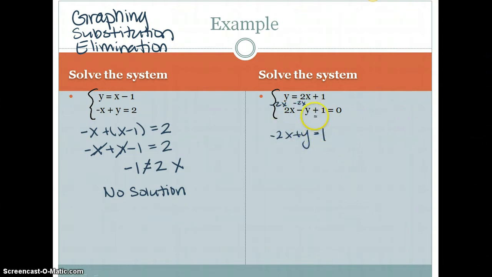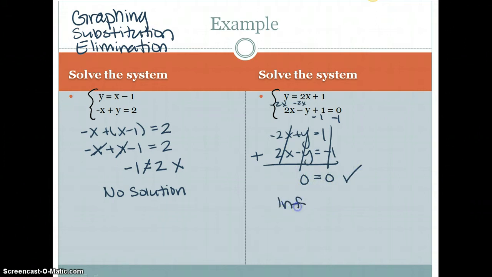And then for the second equation, I'm going to subtract 1 over so that the 2x and the y are on the same side. So you get 2x minus y is equal to negative 1. In this case, when you do the addition of the columns, the 2x cancels out, the y cancels out, and so does the 1, and you get 0 is equal to 0, which is true, so therefore this one would be an example of infinite solutions.